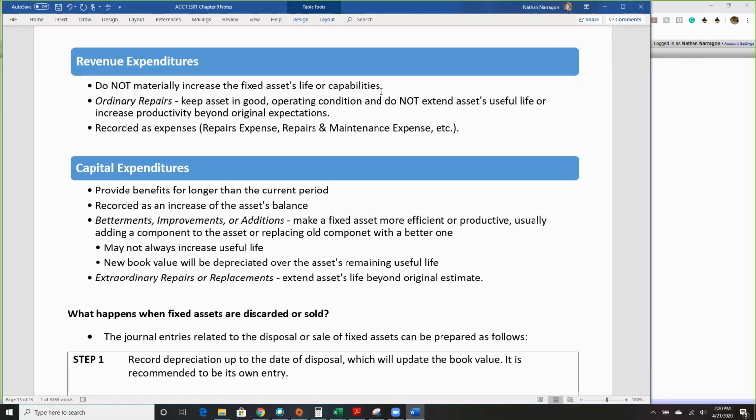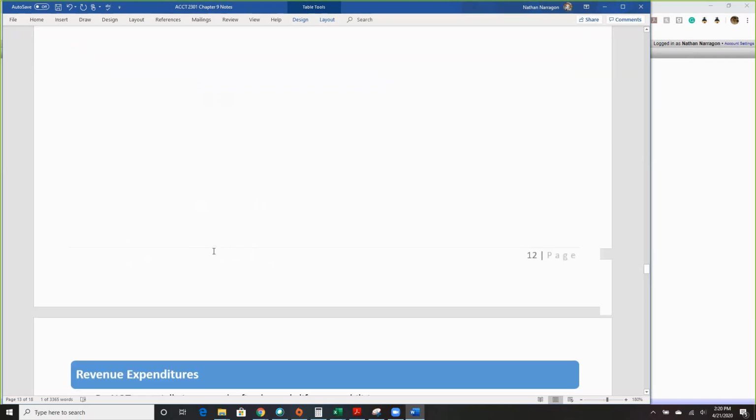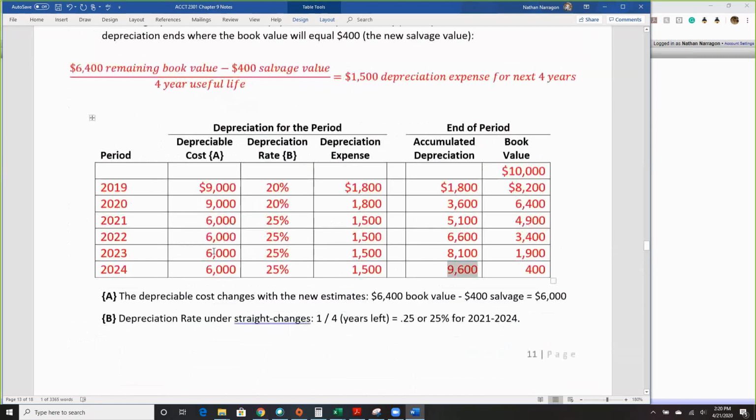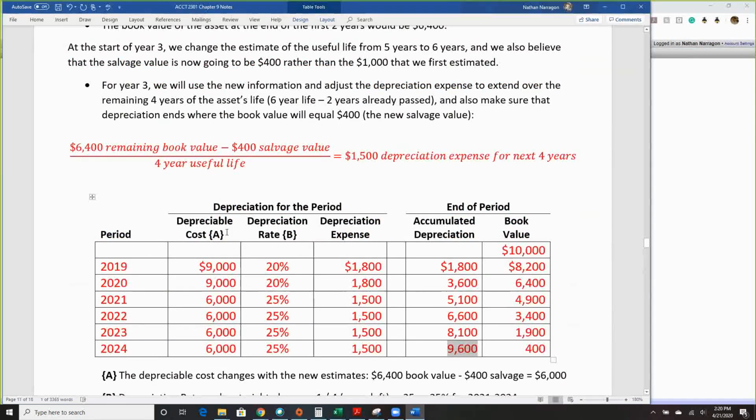So that is material enough that we would have to capitalize it and include the cost of the new engine into our fixed asset and then depreciate it as so. And when that happens, we're going to have to deal with all these changes, because odds are the useful life has changed, and probably the salvage value because it has a new engine in it.